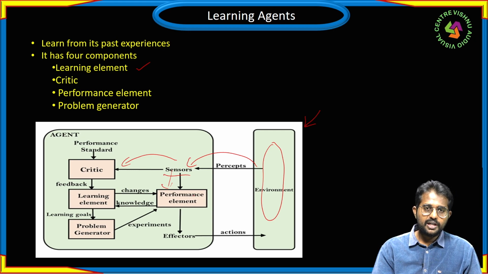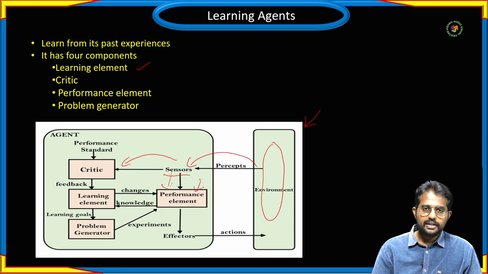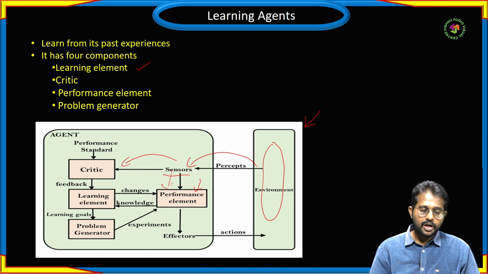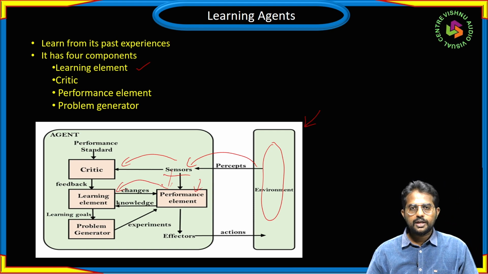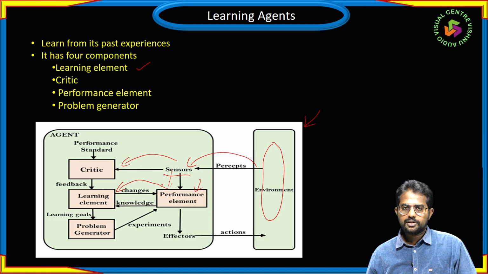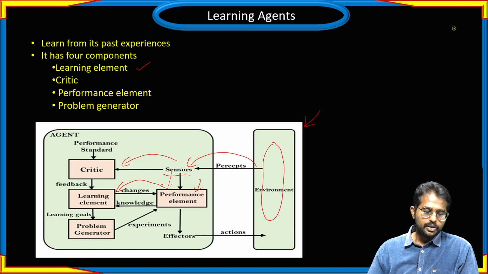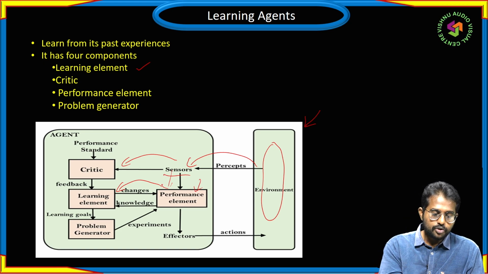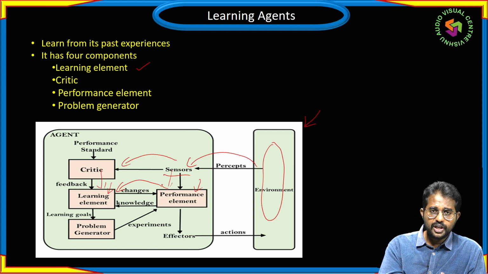This performance element is the element which will do the actions in this agent. Before doing an action, it will get some feedback or some changes from the learning element. This learning element will learn the situations and the actions we are performing. So it will get knowledge from whatever situation is there. This learning element will take some feedback from the critic. That means whatever the sensor data is, it will be shared with the critic.